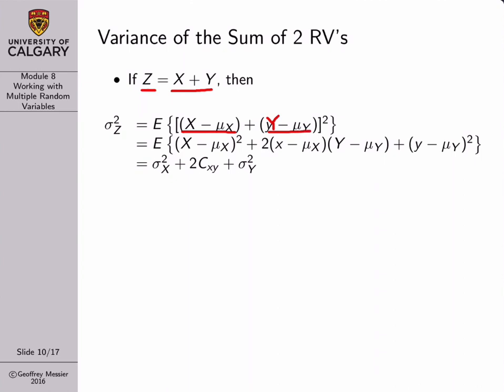If we expand out our brackets, we get this term, which corresponds to just the variance of X. We get this term, which corresponds to the variance of Y. And this term is the covariance with just a 2 out front. So we've got 2 times the covariance.